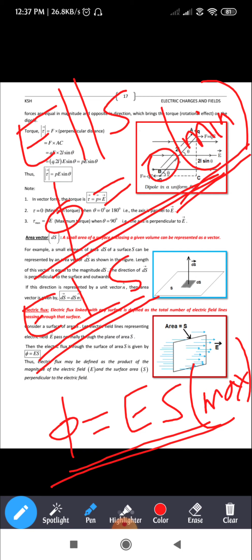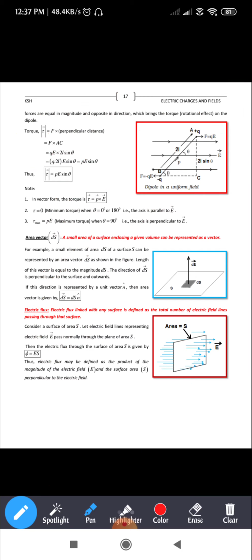Is it fine, students? This area vector and electric flux, we are going to make use of both in the upcoming derivations, that is in the applications of Gauss law. In the applications of Gauss law we have 3 derivations, and any one of them will be asked for 5 marks in your final examination. So you should be aware of both area vector and electric flux.